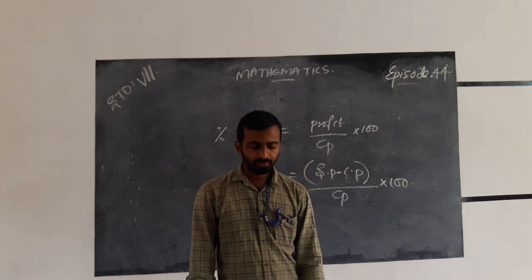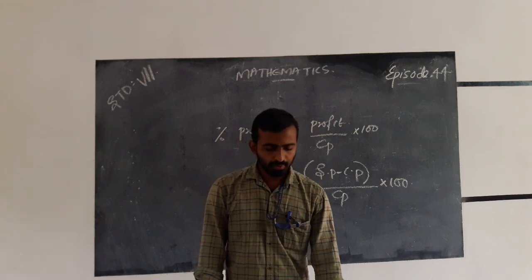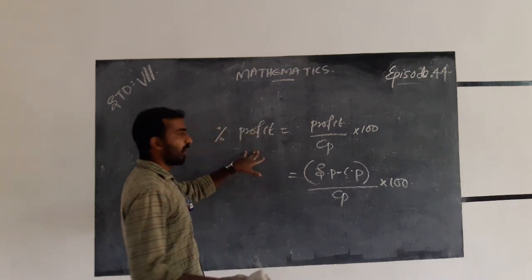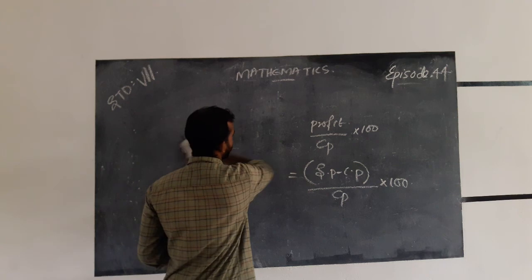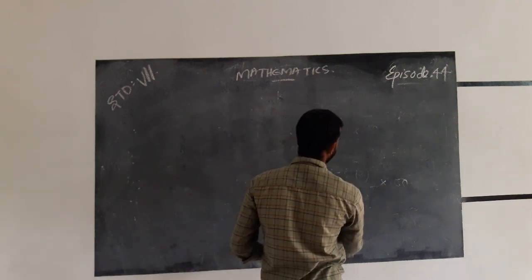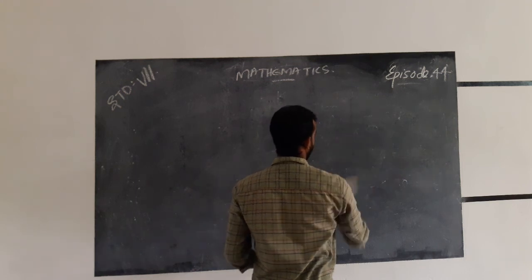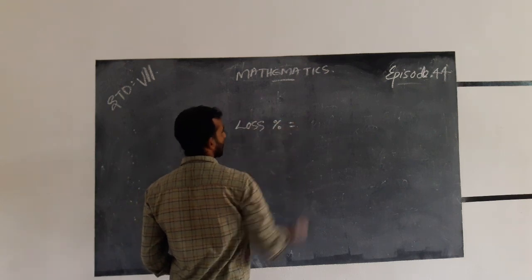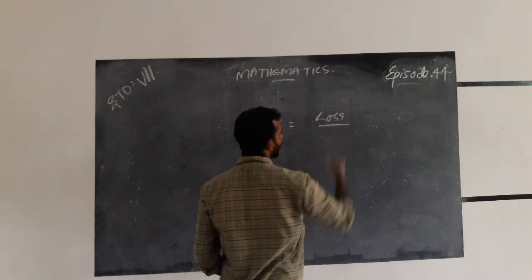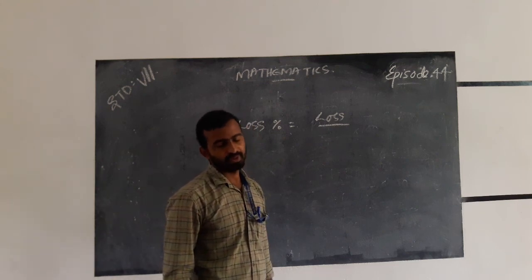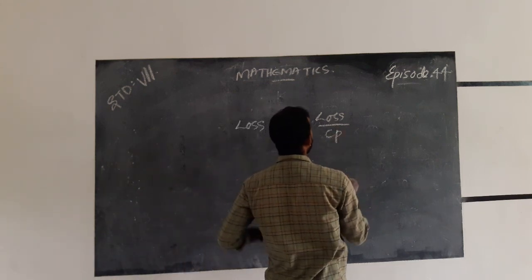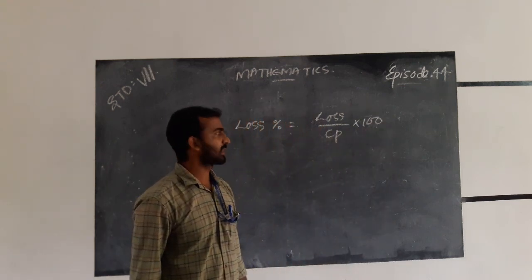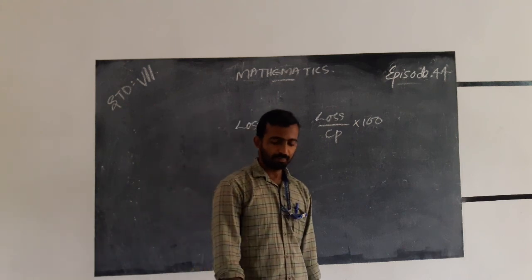Any doubt? This is the profit percentage, and next the loss percentage. Loss percentage is loss divided by cost price into 100. That is the loss percentage.